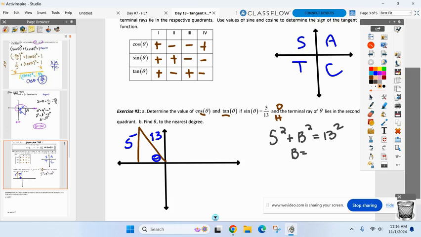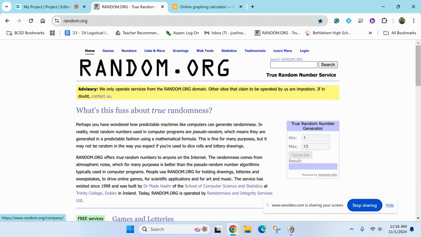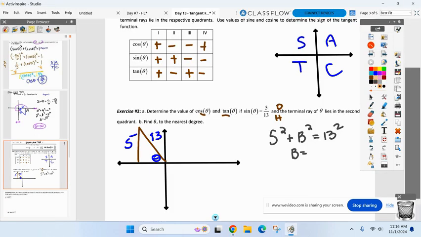Guys, find that other side by figuring out that Pythagorean theorem there. Let's roll. Let's go. Right. Let's go. 12. 12.